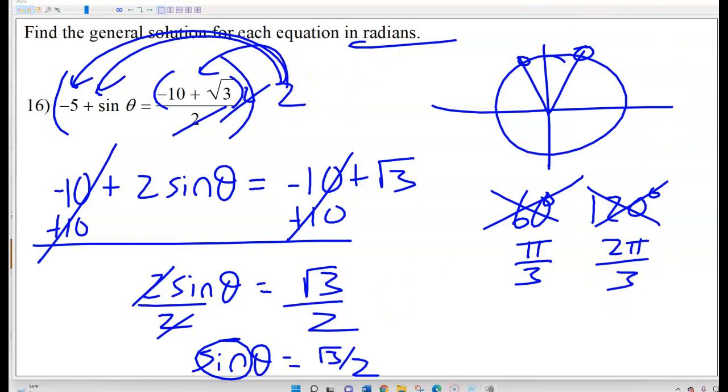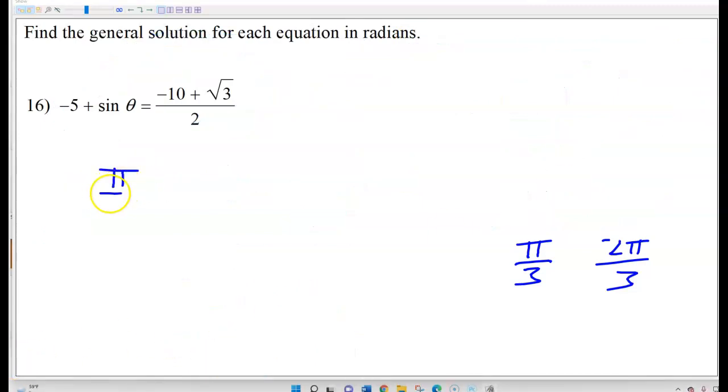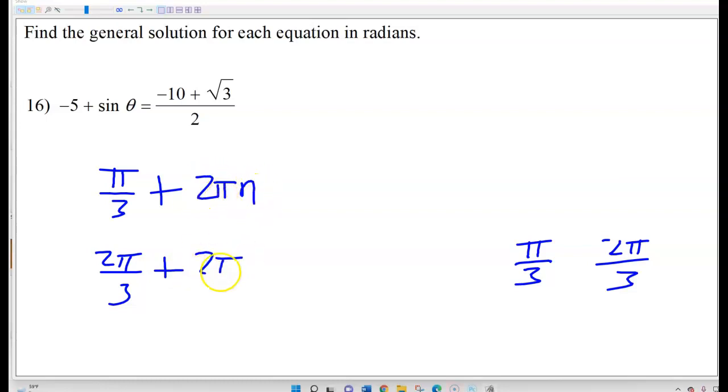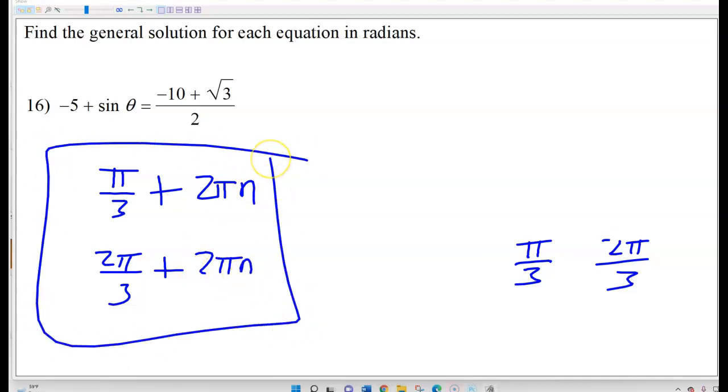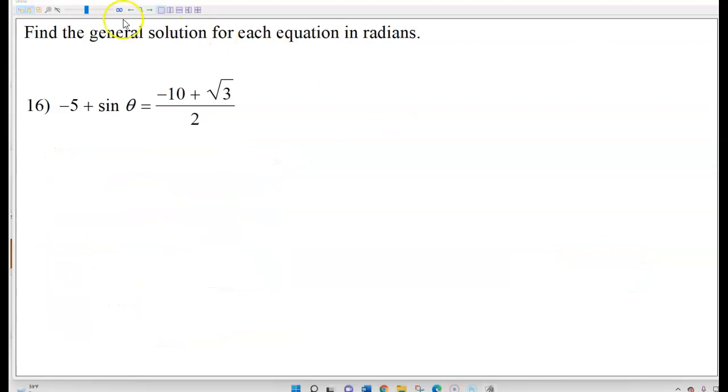Let me clear up my page here. So typically what we would do is we would take our answers, right? And we would add to it 360n, right? But since we're doing radians, you don't do 360, you do the radian equivalent of that, which is 2 pi n. And so that's how you'll do a general solution in radians. You want to make sure that your answers are in radians and that the period that you're adding to it is in radians as well. Okay, let's go ahead and move on to another question.